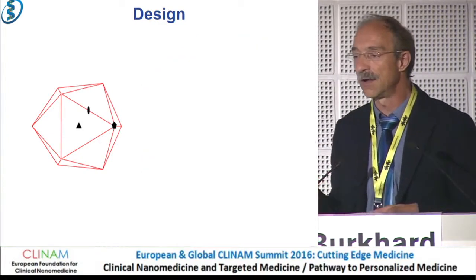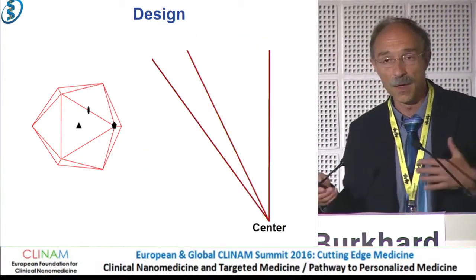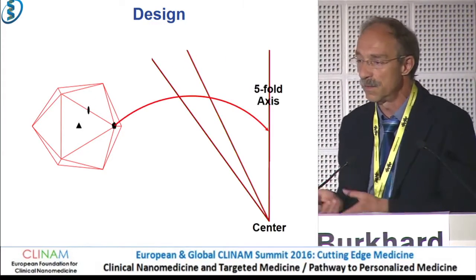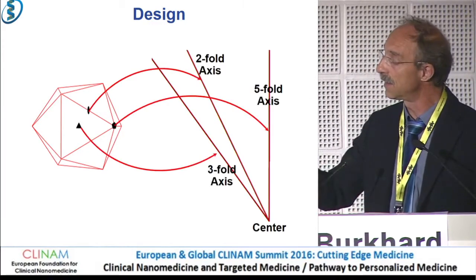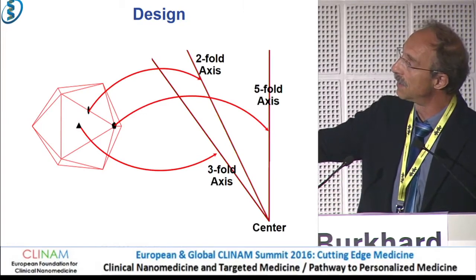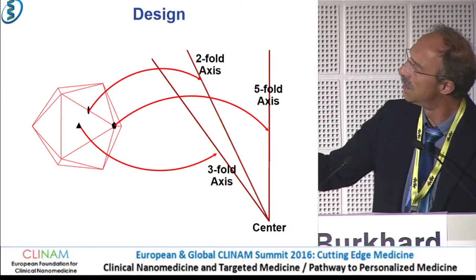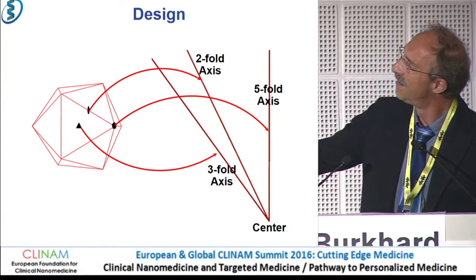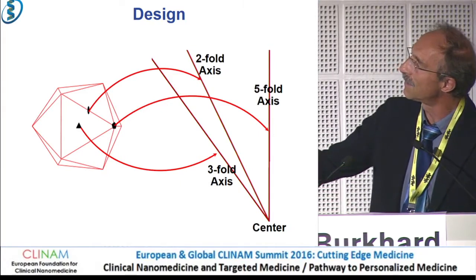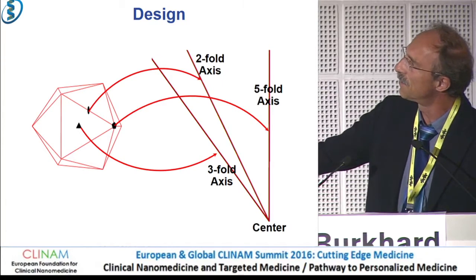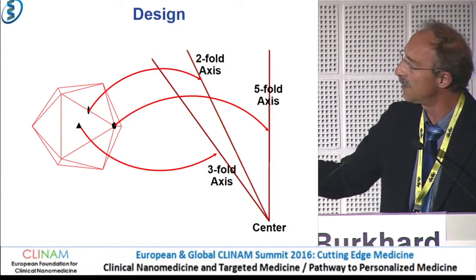So our background is basically from protein design. We were working with coiled coils. So these are the axes of the icosahedron. You see the three-fold, the two-fold, and the five-fold symmetry axis.